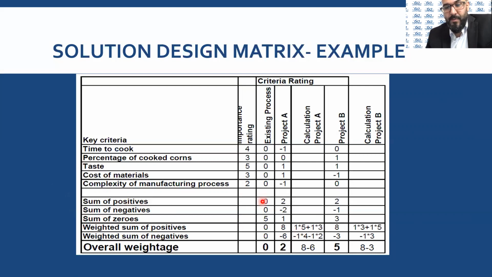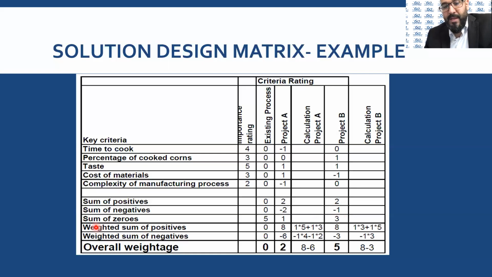So for the current system, we have 5 zeros, 0 positive, 0 negative. For alternative A, we have 2 positive and 2 negatives and 1 zero. For alternative B, we have 2 positive, 1 negative, and 3 zeros.